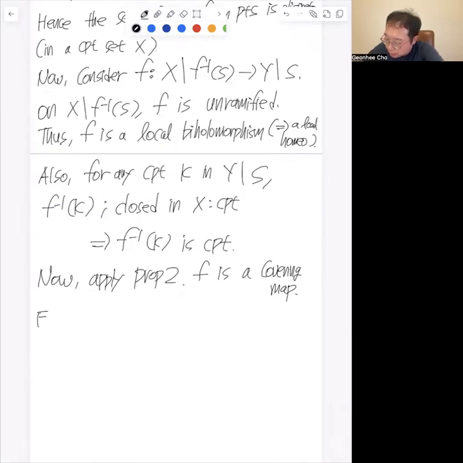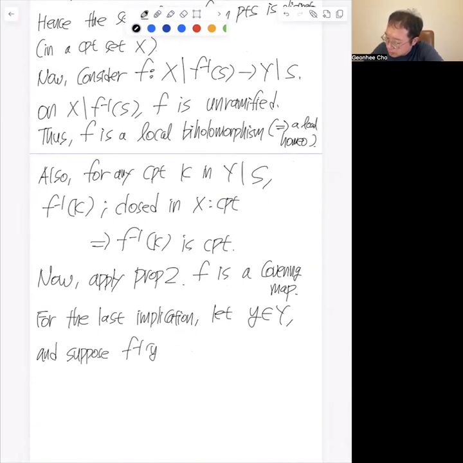So for the last implication, let us take any point y and suppose the fiber consists of k elements like this. Some of the points could be ramified, because y might be a branch value, so this point might be ramified.